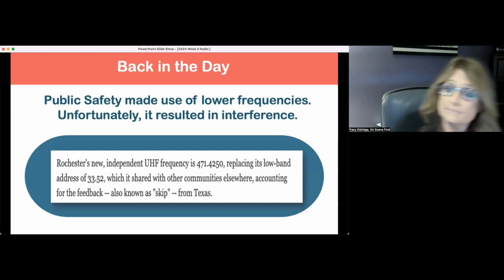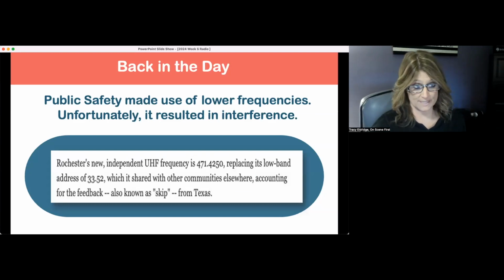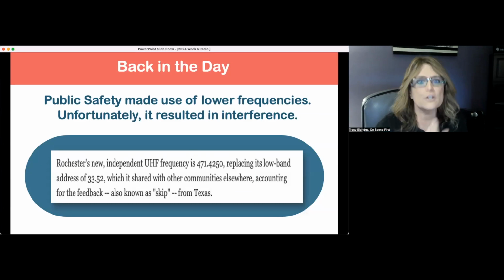Way back in the day, public safety made use of the lower frequencies, but unfortunately, it resulted in interference. That was that atmospheric skip. As silly as it is, when I was looking for information on how to come back and explain this type of information that's in the manual, I found when we were changing over to our new frequencies. So Rochester's new independent UHF frequency, 471.425, is replacing the low band frequency of 33.52, which it shared with other communities elsewhere, accounting for the feedback known as skip.